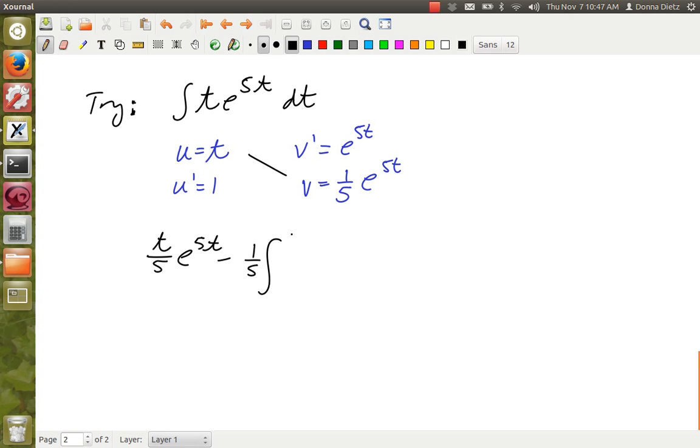And that 1/5 can go inside or outside, it doesn't matter. And so we just finish up this problem. When we take this integral of e to the 5t, we're going to kick out yet another 1/5. So you're going to get this nice progression here: 1/5 and then its square, 1/25. Okay.